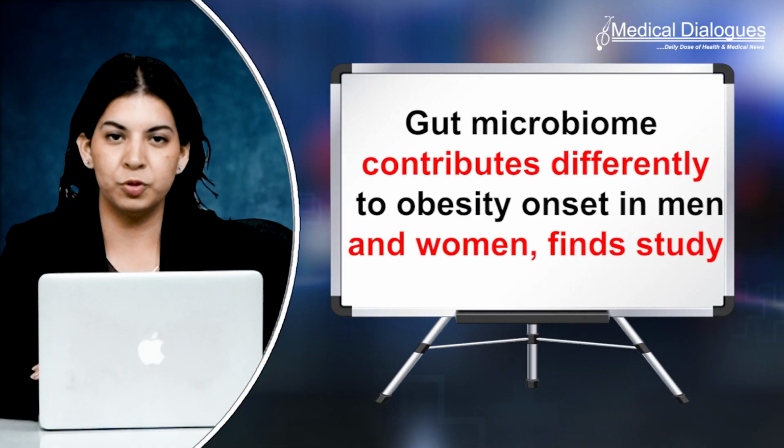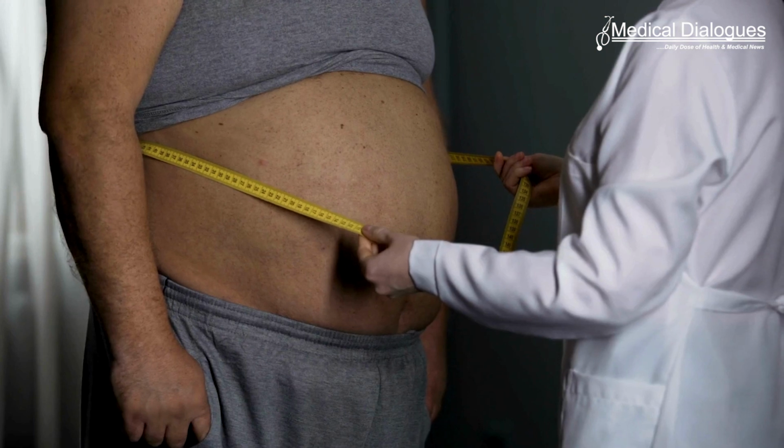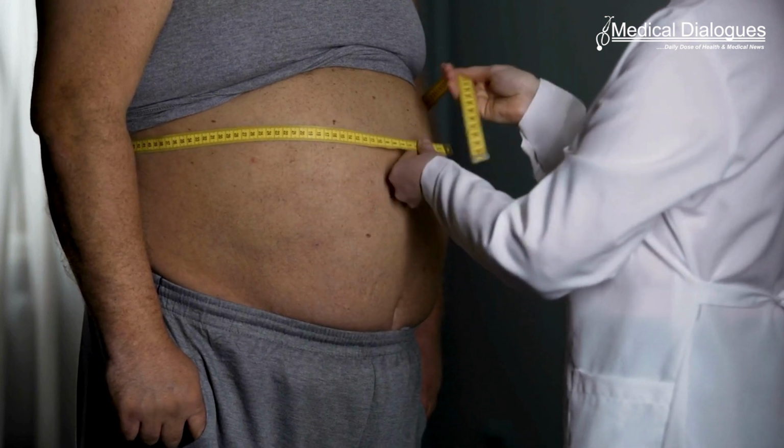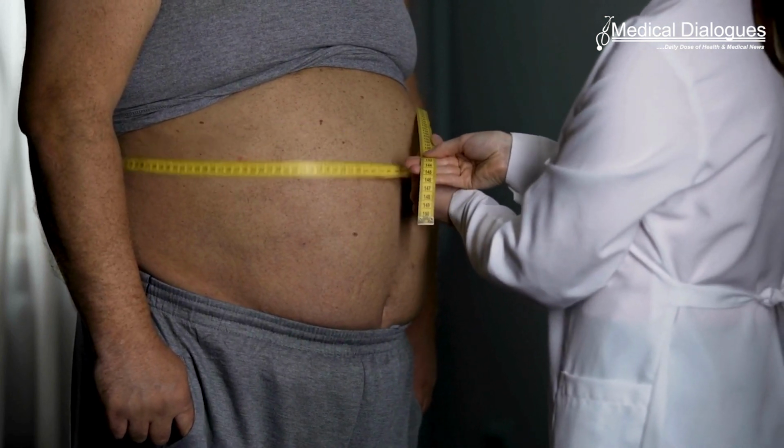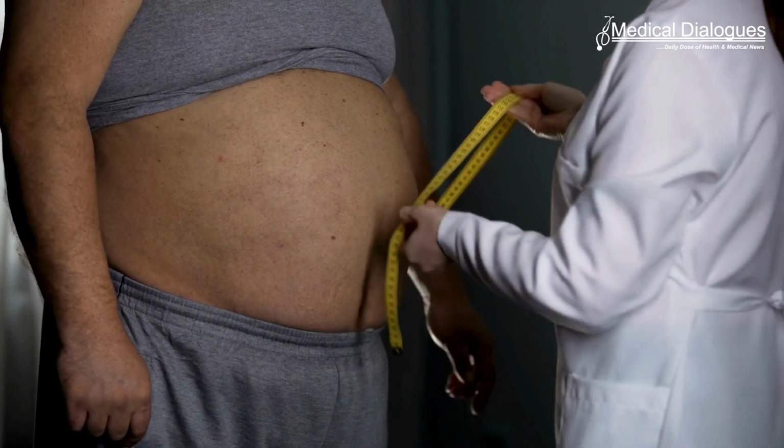Gut microbiome contributes differently to obesity onset in men and women, finds study. New research being presented at this year's European Congress on Obesity identified changes in the composition of gut bacteria that may play a key role in the onset and development of obesity, with differences in men and women, which might affect the metabolism of different nutrients and therefore the presence of bioactive molecules in the gut that influence the development of metabolic disease.